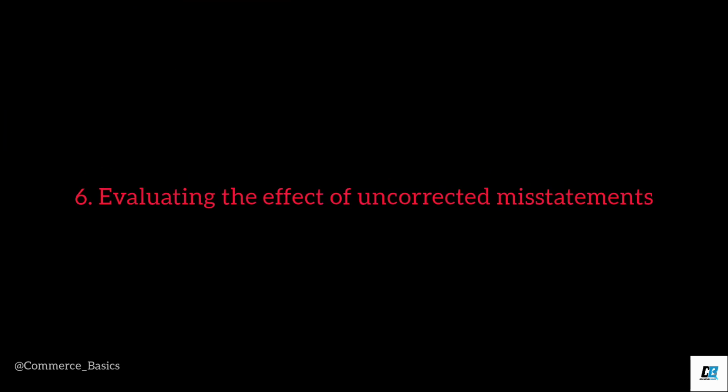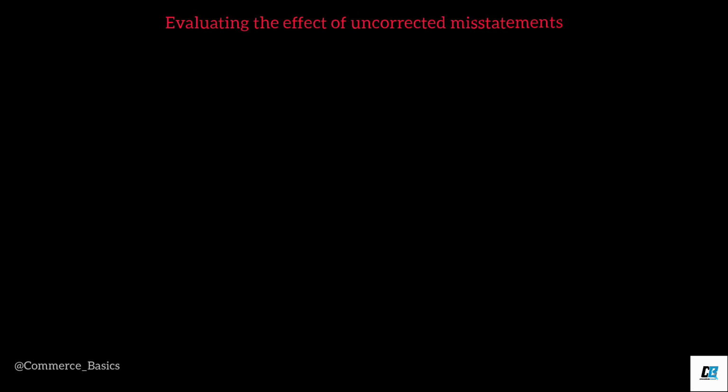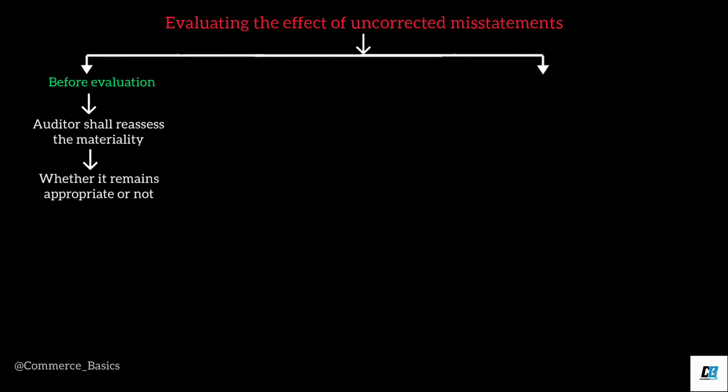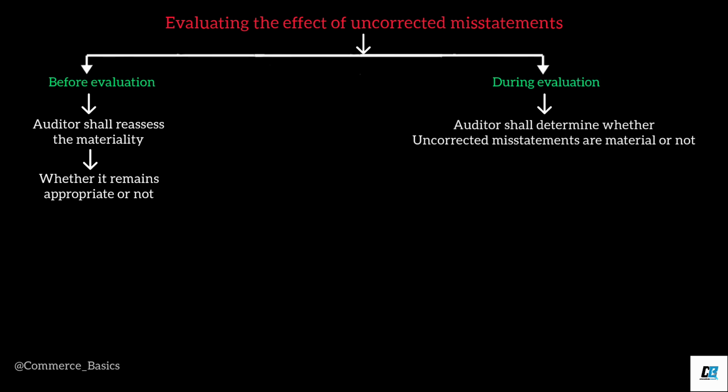Next, evaluating the effect of uncorrected misstatements. So we communicated with the management, management corrected some misstatements and did not correct some misstatements. Now we are evaluating the effect of those uncorrected misstatements. Before directly jumping into evaluation, we first have to reassess the materiality, whether it is still appropriate or not. Once we are okay with that materiality, then we jump into evaluation. During evaluation, the auditor's main objective is whether these uncorrected misstatements are material or not. So he has to check the current year uncorrected misstatements, and if there are any previous year uncorrected misstatements, he has to check both.